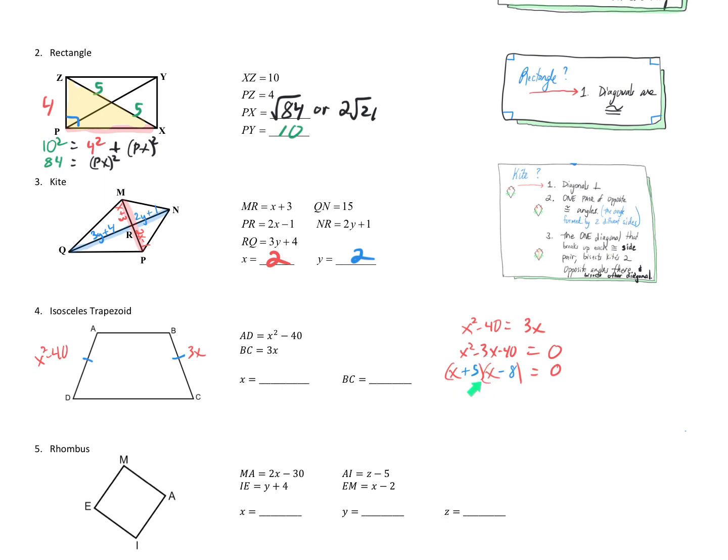So now we set each factor equal to 0 and solve. X plus 5 is 0, or x minus 8 is 0. So x is negative 5, or x is 8. And it can't be this one because the side then would be 3 times negative 5, which is negative 15. And we can't have a negative side length. That means x has to be 8, and therefore, the distance from B to C is 3 times 8, or 24.